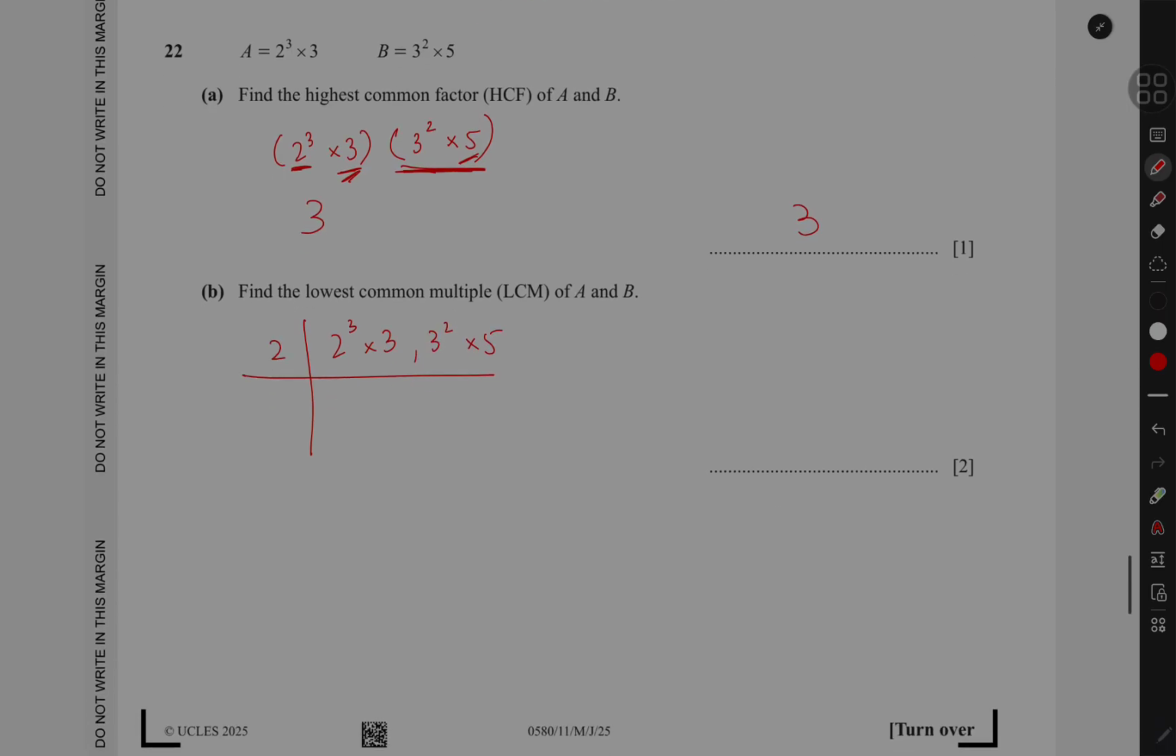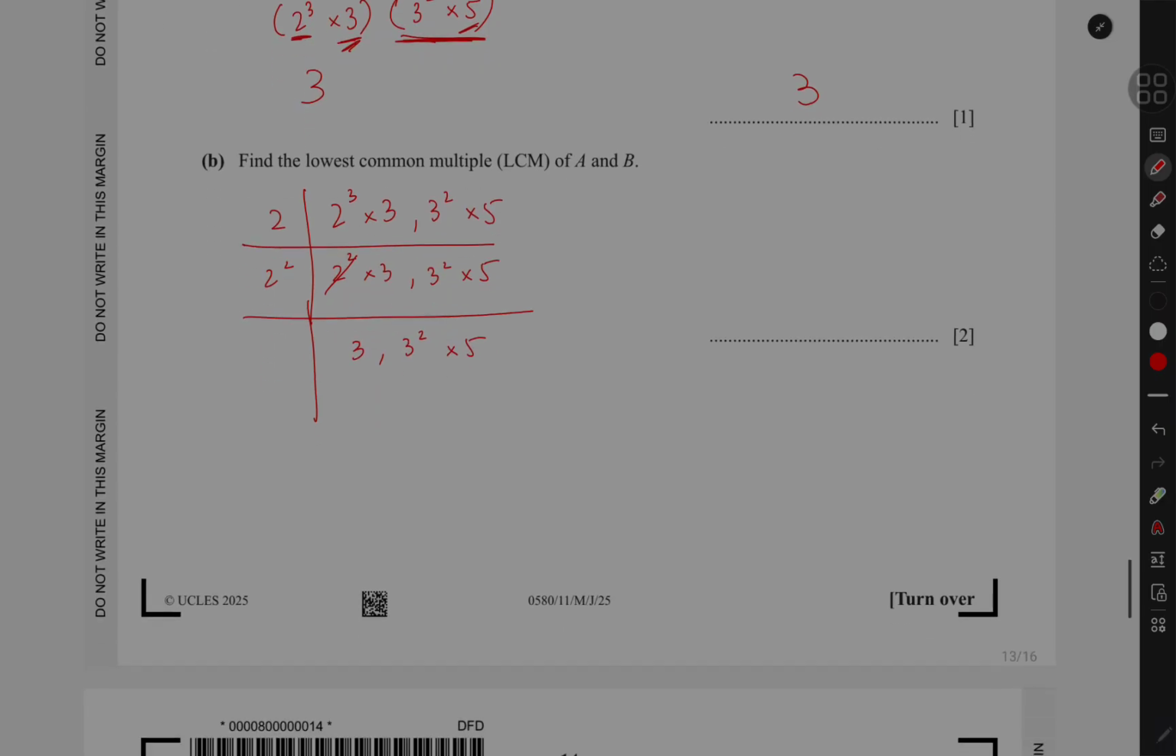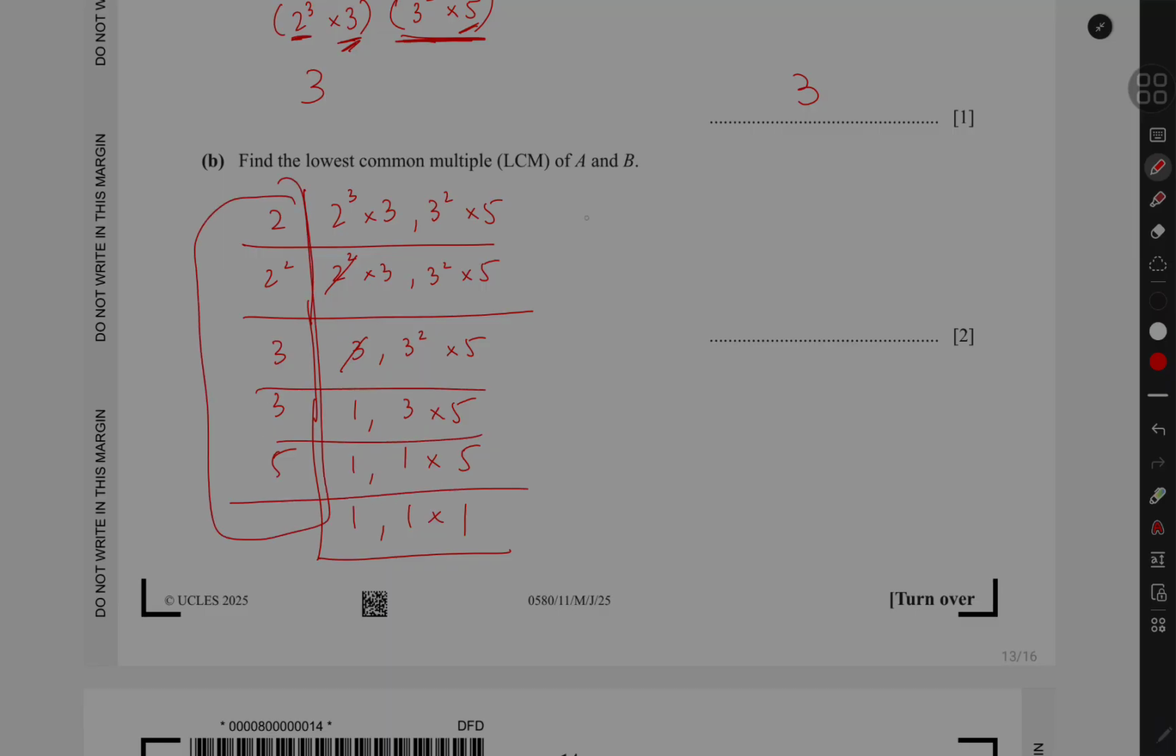So 2 squared times 3, 3 squared times 5, and I'll just take 2 squared here. So I'll just cut this. So we have 3 squared times 5. Now I do 3. This one is gone, I just have 1, and this is 3 times 5. I take out 3 again, this is 1 times 5. Now I take out 5, and this is 1 times 1. So everything is 1. This here is our answer.